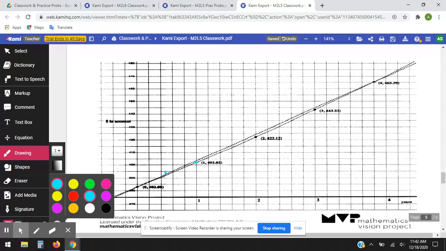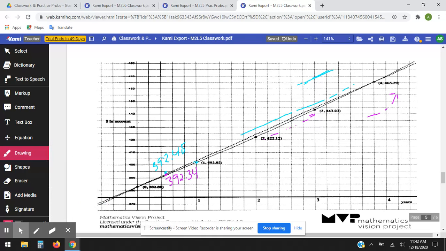So his was 392.45, whereas Clarita's was just a hair less at 392.34. So notice how his is going in a straight line on here, and Clarita's has a tiny bit of a curve going in it. So she's got that exponential curve going, whereas Carlos has a linear direction on his line.